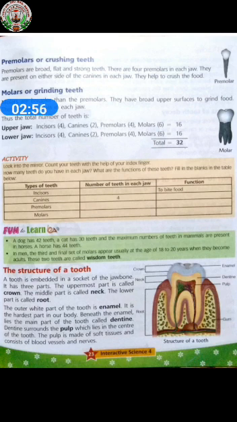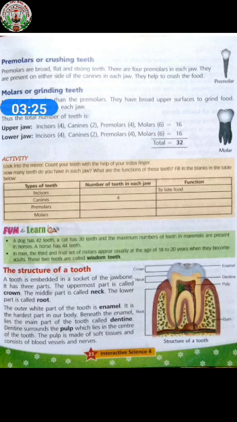See all of you. A tooth is embedded in a socket of the jawbone. It has three parts. Here it is given three parts. The uppermost is called the crown. The middle part is called the neck. The lower part is called the root. The outer part of the tooth is enamel. This one is very hard. It is the hardest part in our body.